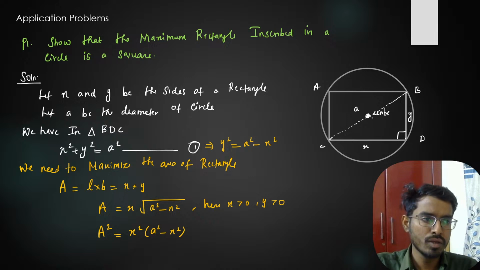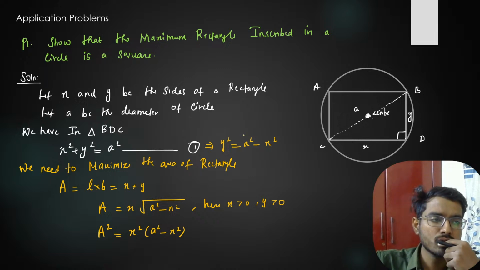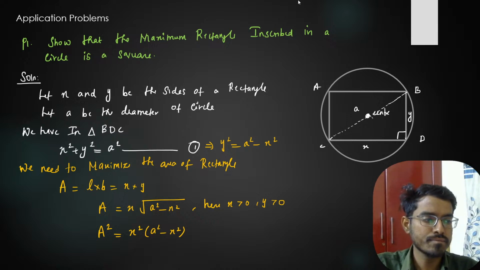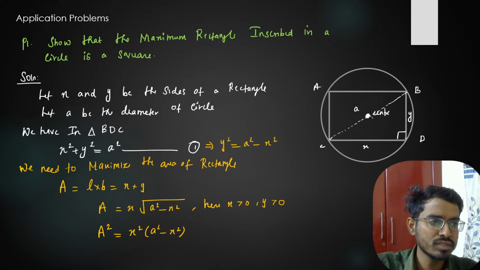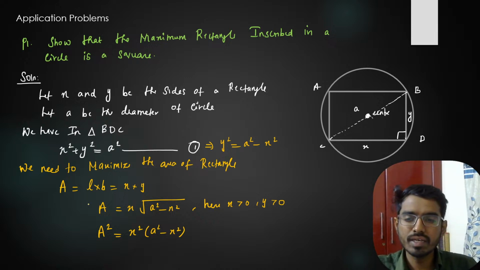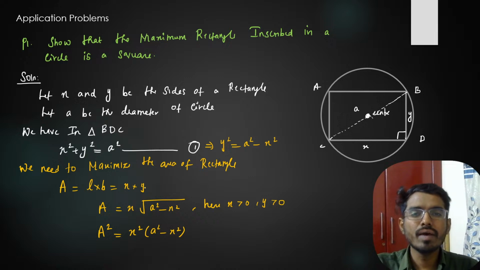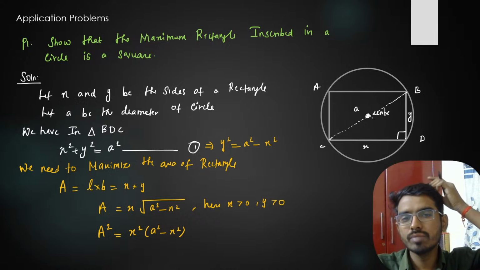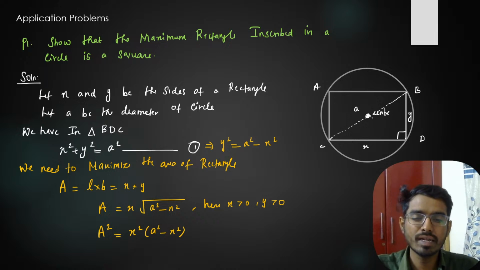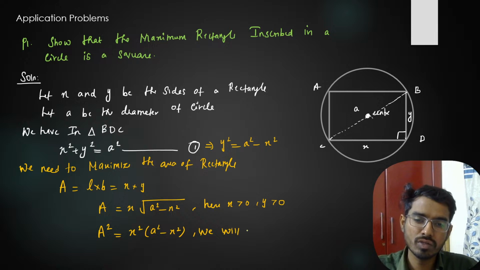So it's x into y. What is y? I think we can do it like this itself, right? If A square is maximum, A will be maximum. If A square is minimum, A will be minimum, because our x and y are greater than 0. So we will maximize this function, since to find the derivative this is easier, right?